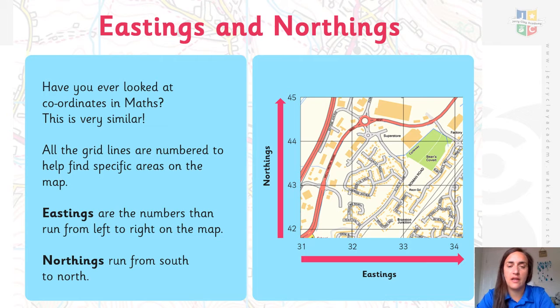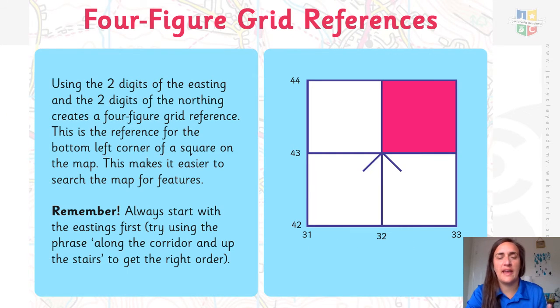So the numbers that lay along the bottom of the grid reference map are called eastings, and the numbers that are along the side are called the northings. Northings run from south to north, and eastings run from left to right. So in a similar way to how we use coordinates, we can also use grid references, and because they are 2 digits and 2 digits, they create a 4-figure grid reference. So in total, when you are writing your grid reference, you will have 4 digits today.